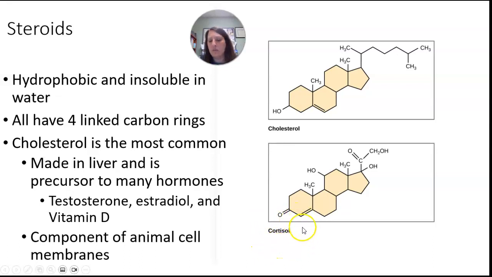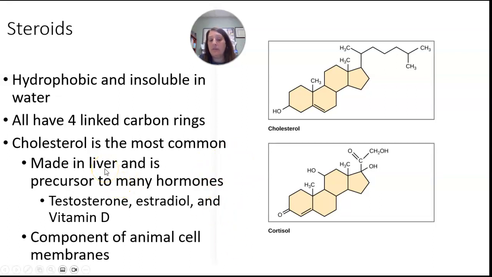Cortisol is a stress hormone. Okay, it is a lipid. Some hormones are proteins and then some are lipids. This is an example of a lipid hormone. You can see 1, 2, 3, 4 rings. 1, 2, 3, 4 rings. So they have four linked carbon rings. Cholesterol is going to be the most common steroid. This is made in our liver, and it's a precursor to many hormones like testosterone, estradiol, and vitamin D. Those are all lipid-based hormones.